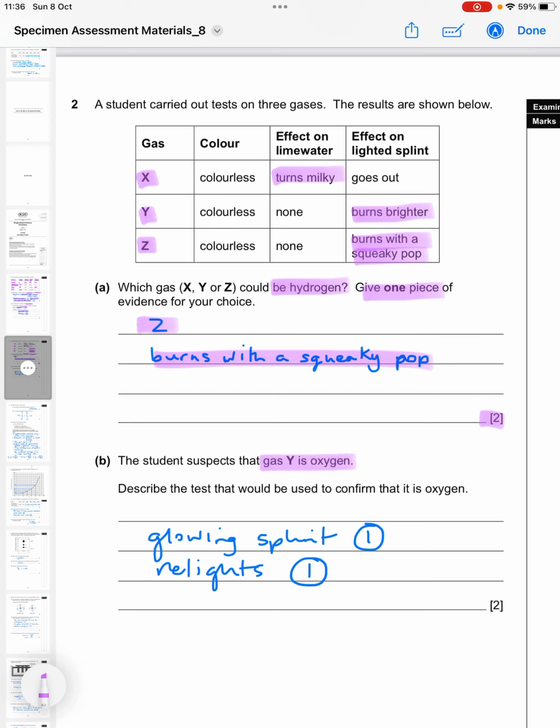Then he suspects that Y is oxygen. Describe the test that would be used to confirm that it's oxygen. So the test is you would use a glowing splint, and the thing that confirms that it's oxygen is it relights, so 2 marks there.